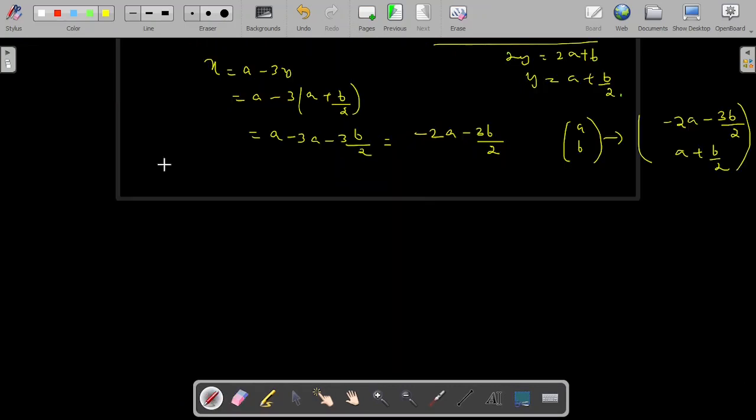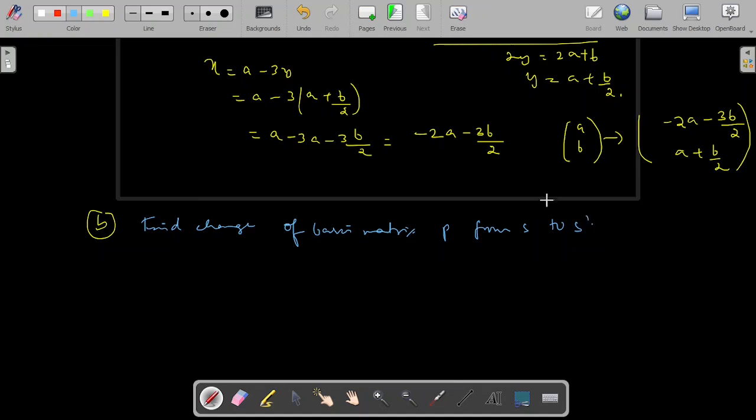Yes. Next question, the second question is, you have to find the change of basis matrix P from S to S dash.